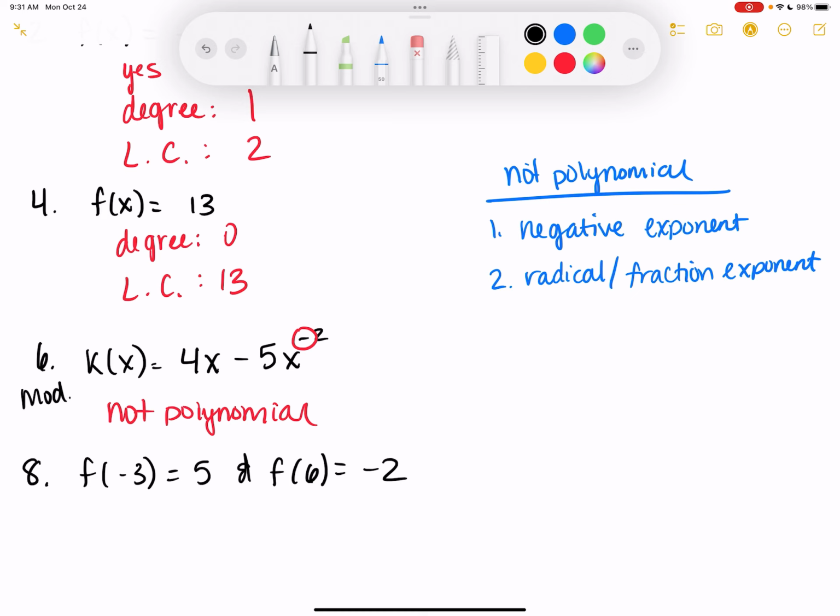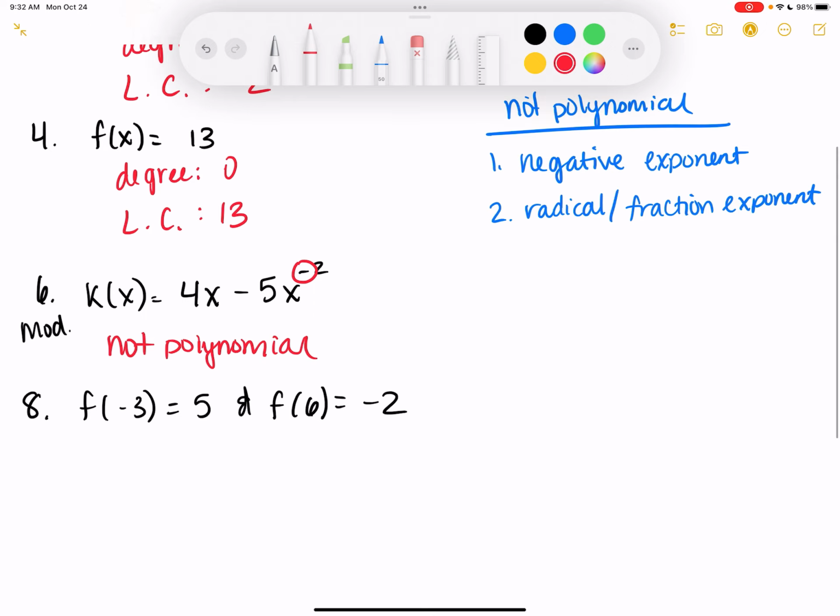So I need to write an equation of a line. Does it look like I can do that right now? No. But I can, because f of x, or f of whatever it is, is equal to y. So I now have a point, negative 3 and 5, and the other point, 6 and negative 2.